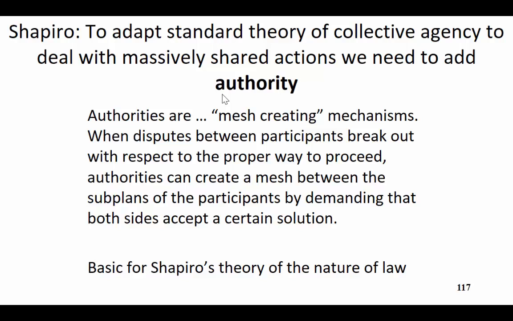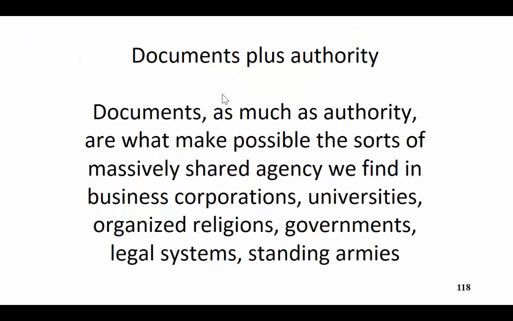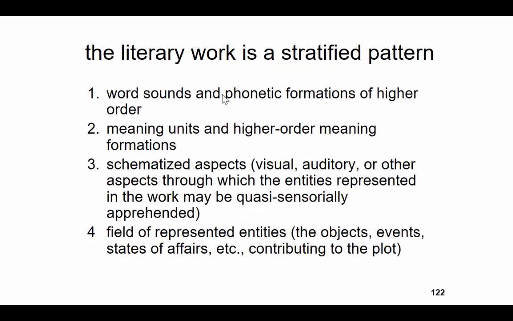In other words, they are what enable massively shared agency to evolve out of the meshing of the actions of many different people playing many different roles. The documents are needed to create the necessary meshing between the actions of the different participants. And this is true even in a simple orchestra, where the actions of the violinists need to mesh with the actions of the piccolo players, piccolists. So documents plus authority are what make possible massively shared agency, whether this is universities or religions or legal systems or armies. Now, I'm not going to talk about literature.